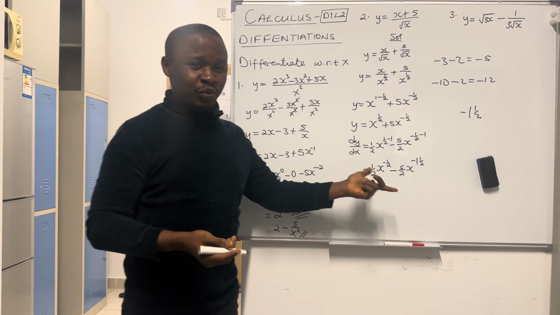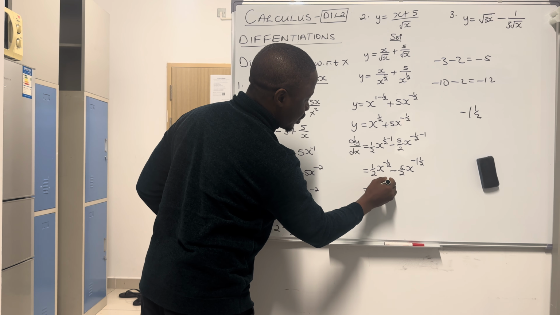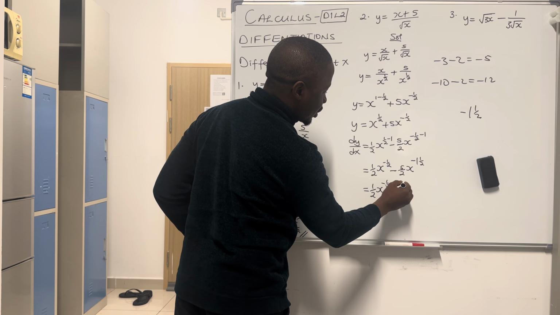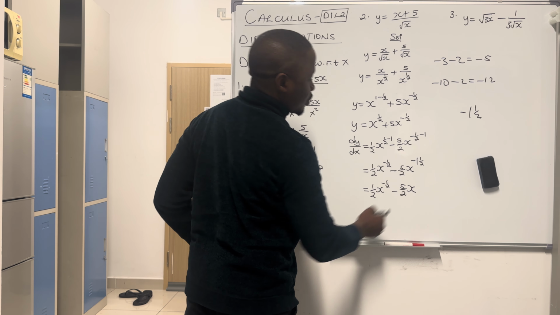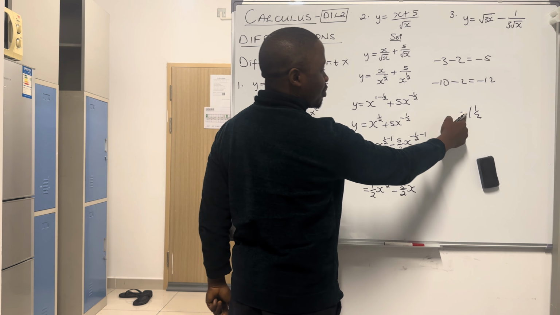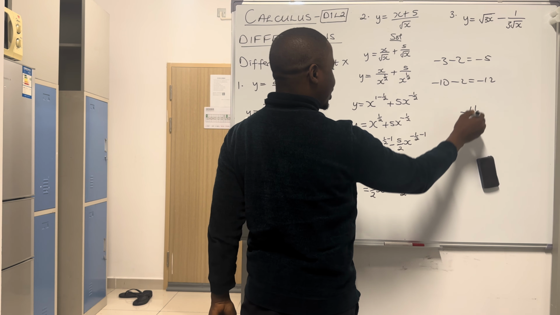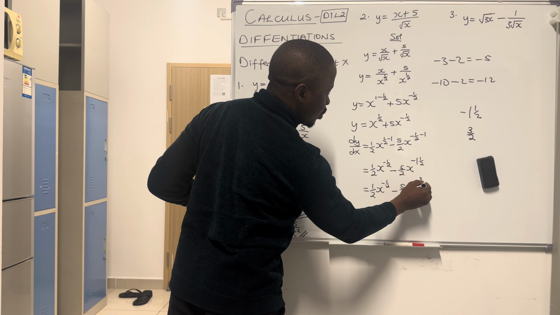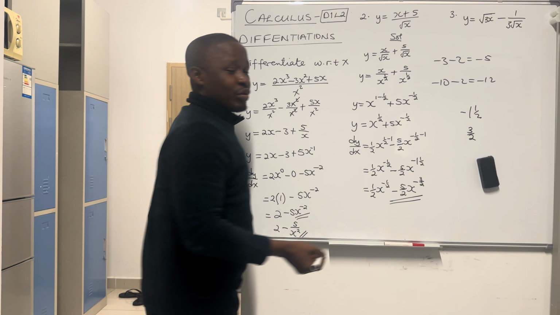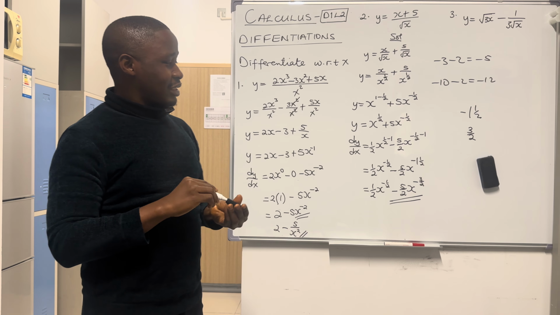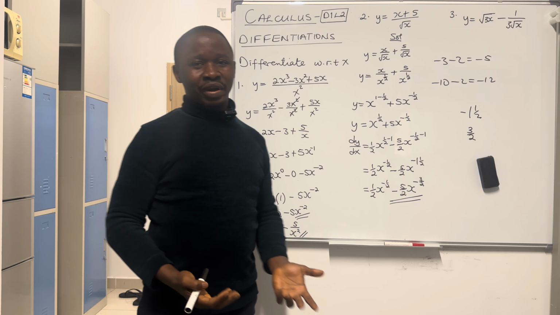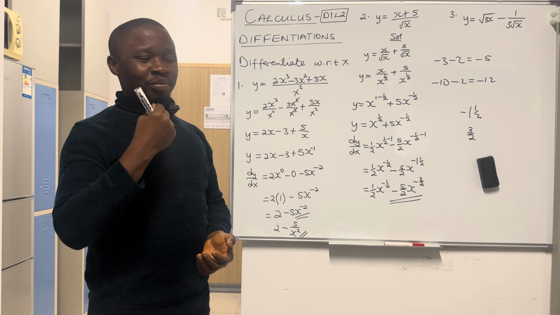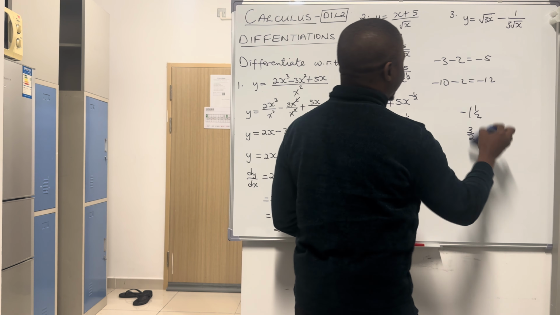So we say half x to negative half, minus 5 over 2. So 2 times 1 is 2, 2 plus 1 is 3, so negative 3 over 2. So this is what we have, which is correct, except if your teacher asks you to leave the answer with positive indices.